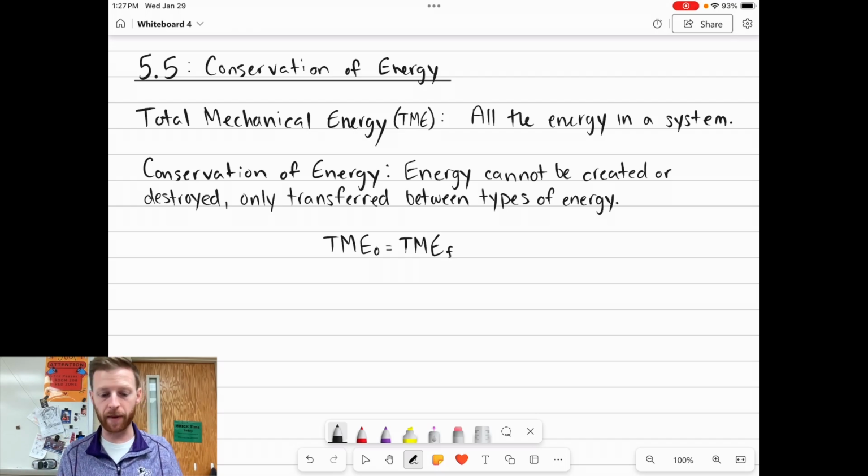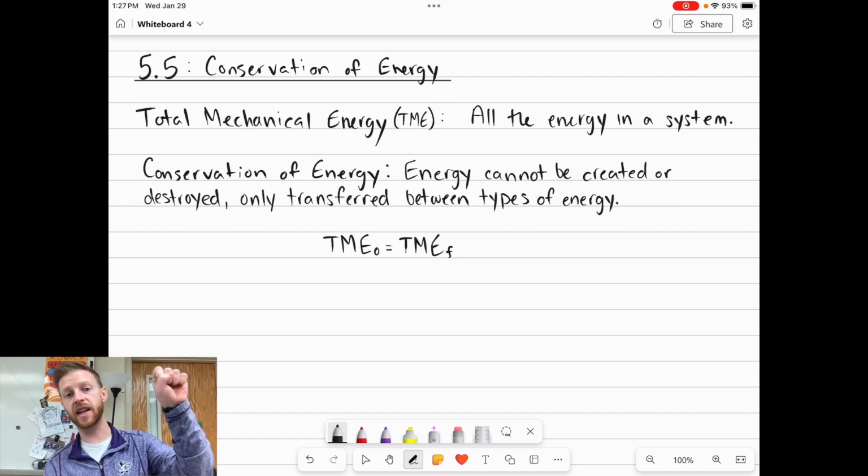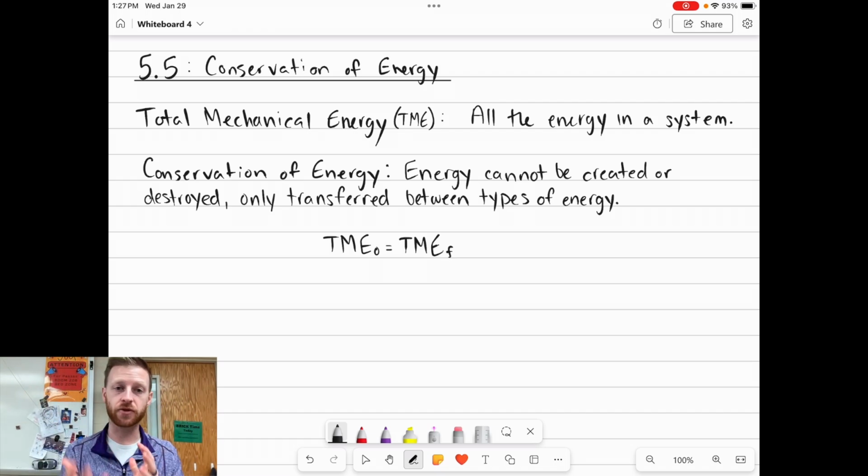So let's talk about 5.5, conservation of energy. Before we talk about that, we have to talk about this idea of something called total mechanical energy. In our class, we have a lot of objects moving constantly. We've talked about two different types of energy: gravitational potential energy, which we call U, and kinetic energy, which we represent with K. The total mechanical energy is both of those things combined. So if an object is up in the air and moving, we would add the potential and the kinetic together to get that total mechanical energy.